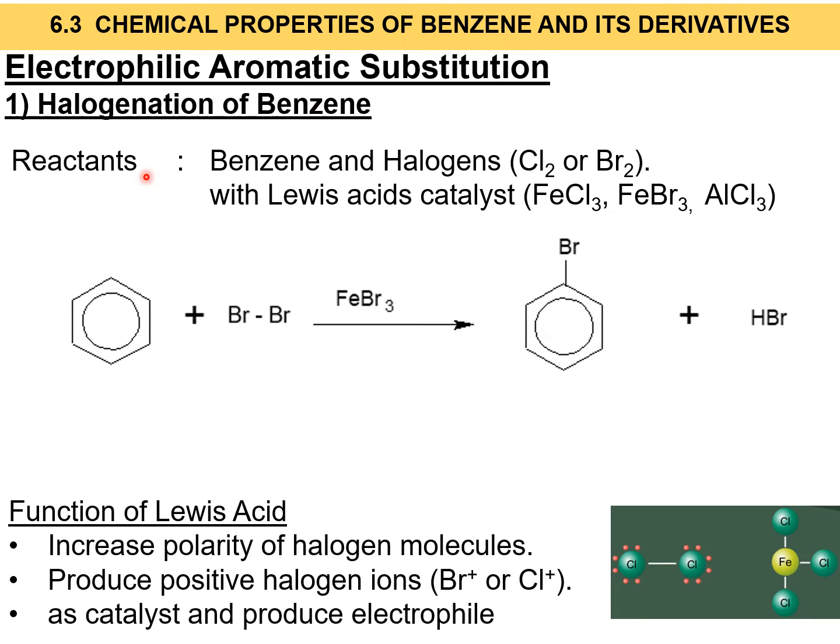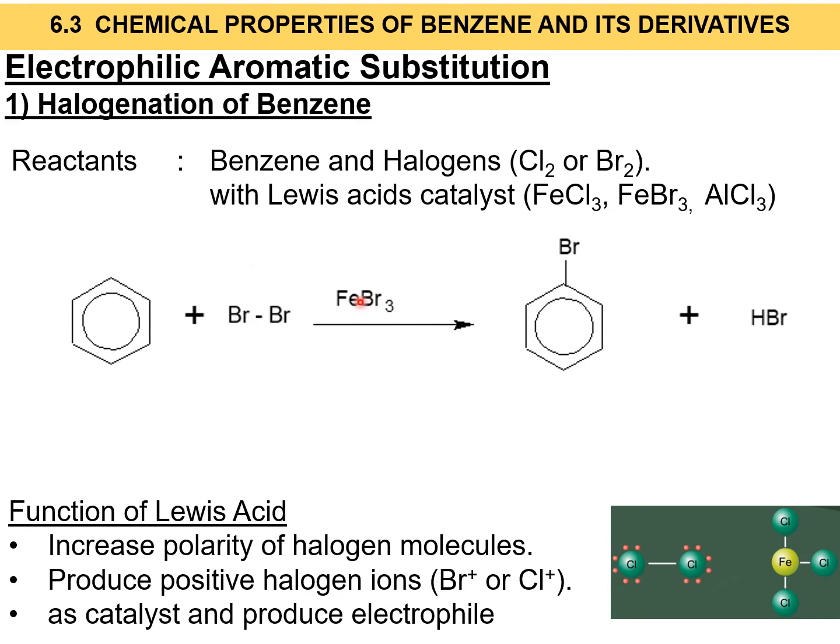akan gunakan reactants tu benzene dengan halogen. Halogen tak kisahlah Cl2 ke Br2, tapi wajib kena ada Lewis acid catalyst. Lewis acid catalyst pula sama ada you boleh gunakan FeCl3, FeBr3, or yang paling famous ialah AlCl3, because dekat Friedel-Crafts alkylation dengan Friedel-Crafts acylation pun you akan gunakan Lewis acid catalyst AlCl3. Wajib tahu kena ada Lewis acid catalyst ni untuk you buat halogenation, untuk you buat Friedel-Crafts alkylation dengan acylation.